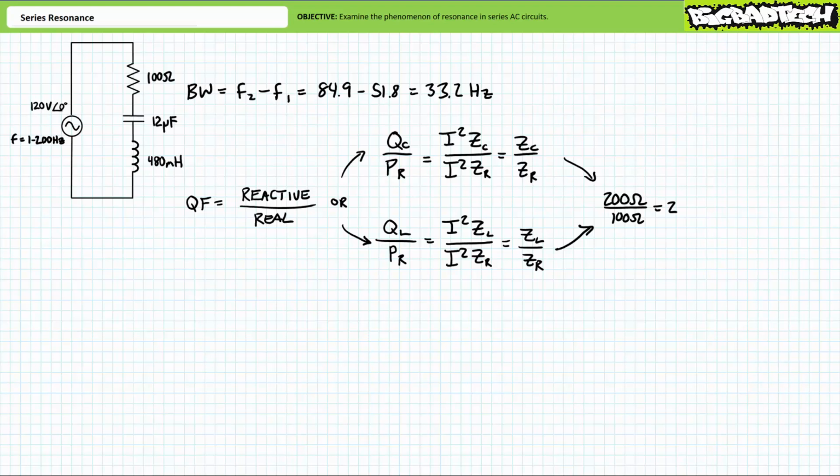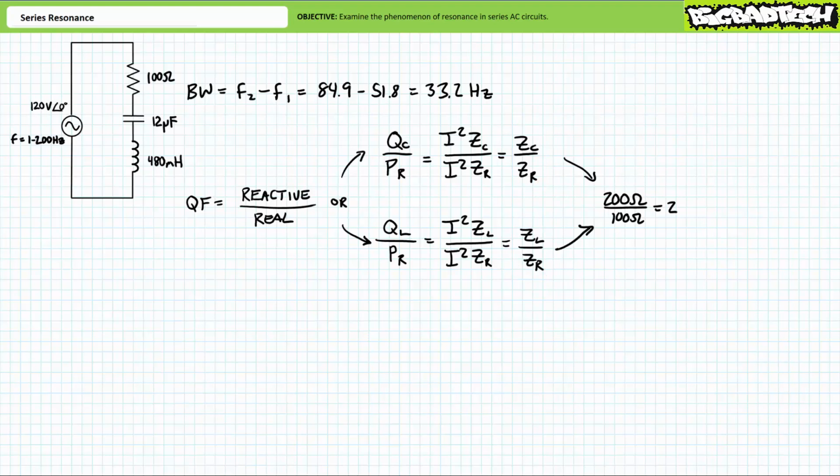Recall that power, among its many means of computation, can be calculated as current squared times impedance. If we wish to calculate the reactive power exchange between the reactive inductor and the capacitor, the top half of our ratio, we would square source current and multiply it times one of the reactive impedances, that of the inductor or the capacitor. After all, they're equal at conditions of resonance. Similarly, to calculate the real power dissipated by the circuit, the bottom half of our ratio, we'd square source current and multiply it times resistance. Note the like I squared terms in the numerator and denominator. I squared cancels out. We're left with quality factor equals the ratio of the reactive impedance, inductor or capacitor, whichever one you want, over the resistance.